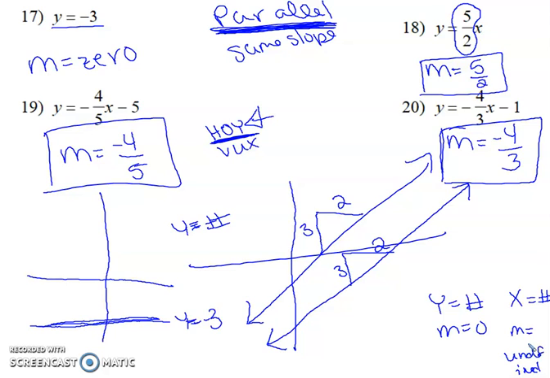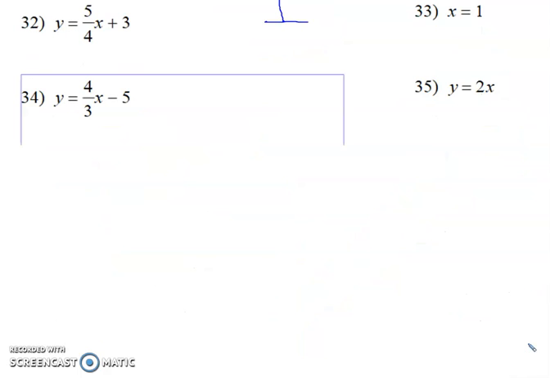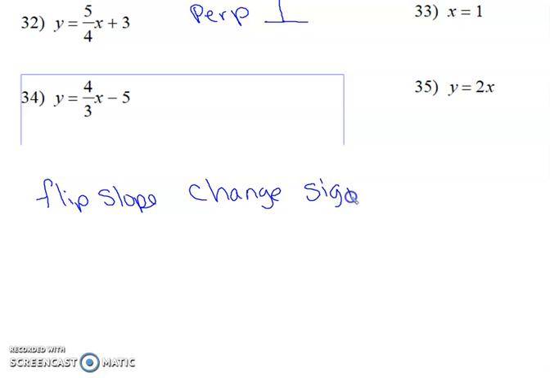All right, so we're going to flip over to the next section where it talks about perpendicular. This symbol just means perpendicular. If I want something to be perpendicular, I change two things. I flip the slope, and then I change the sign. Flipping the slope is called inverse, and then we change the sign.